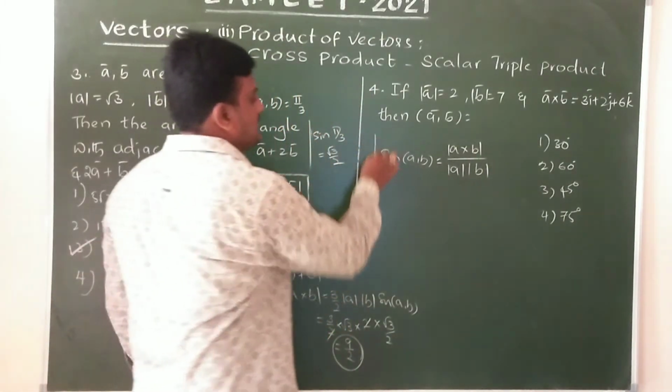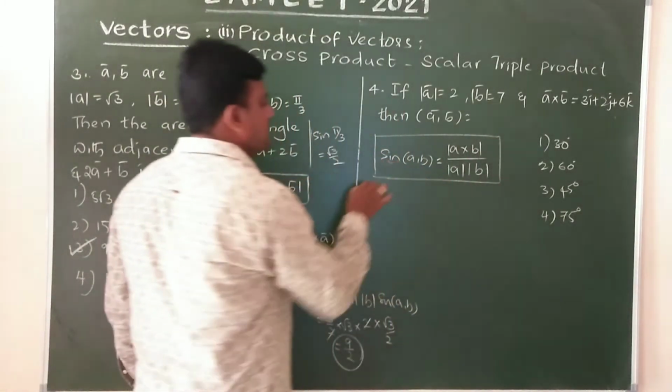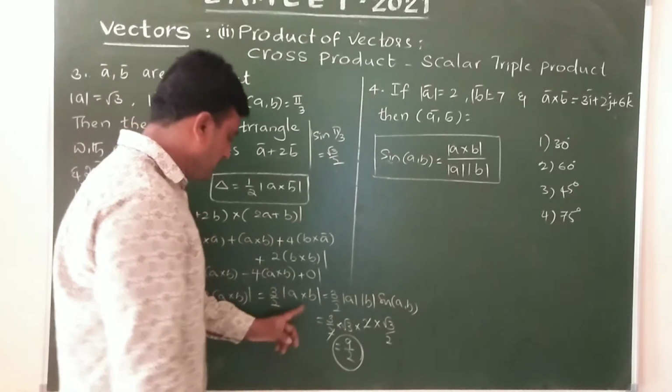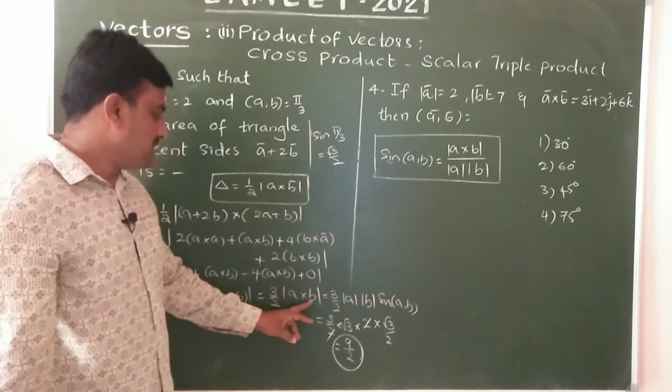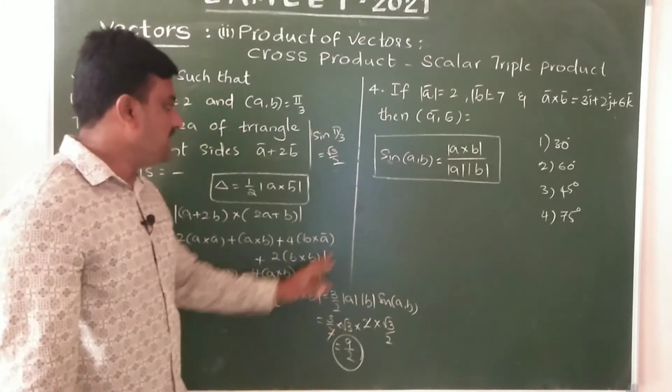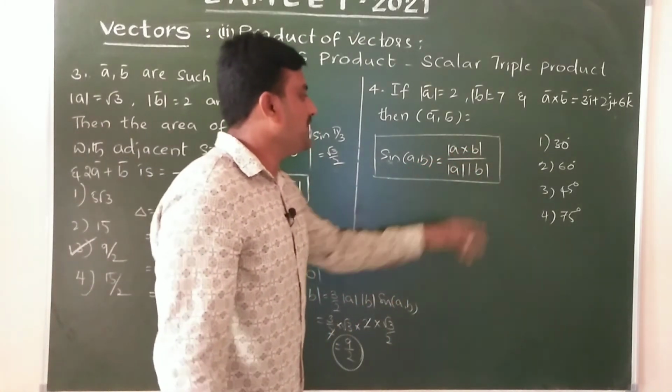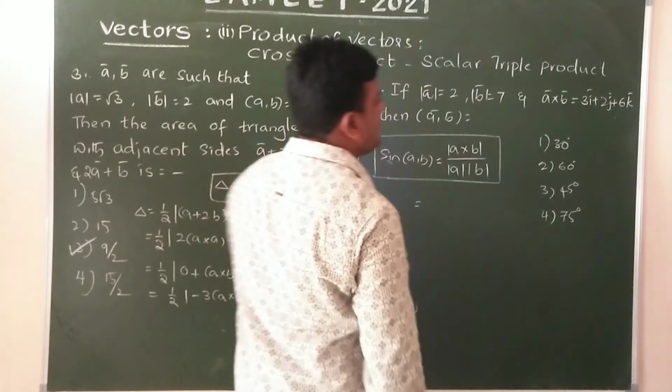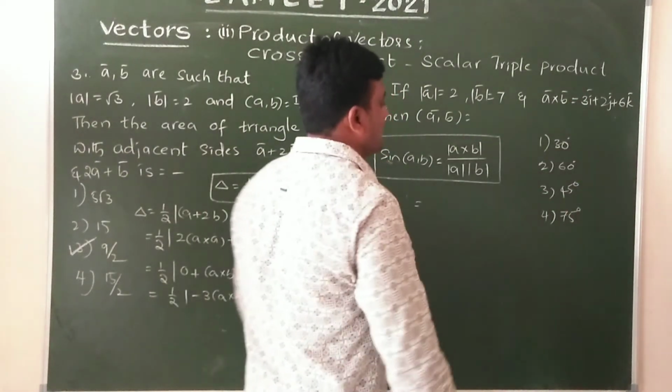Okay, this is a formula, the same formula: A cross B equals mod A mod B sin A comma B, so sin A comma B equals mod A cross B by mod A mod B. Okay, then what about A cross B?